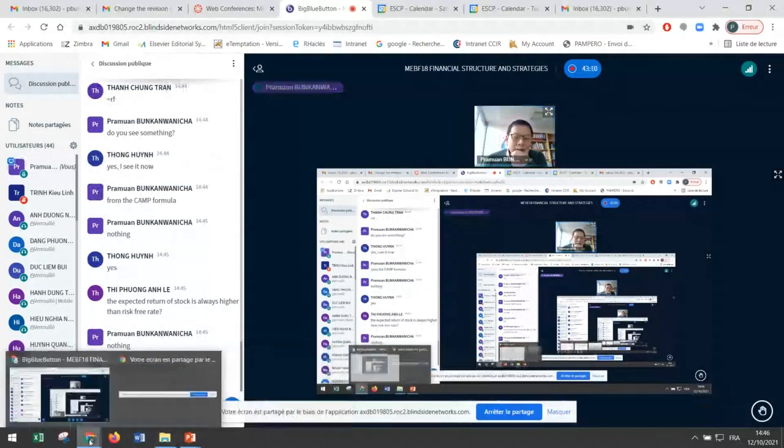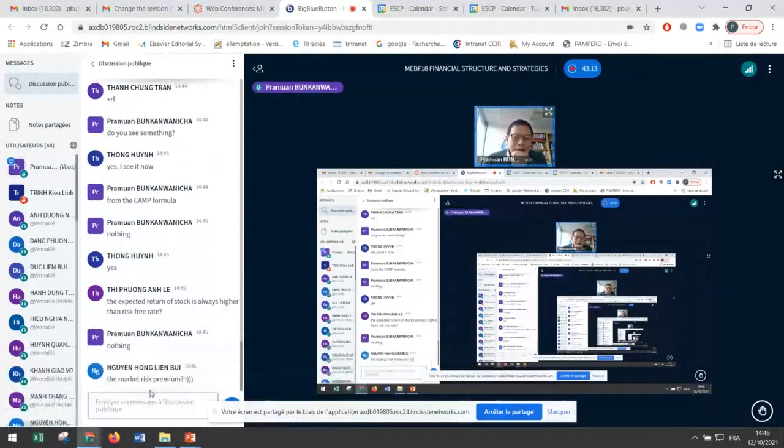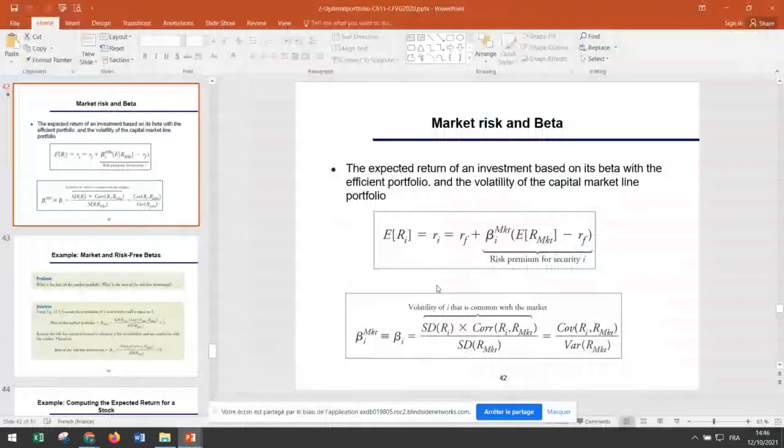Wow. Okay. You say market risk premium. No, you still don't understand my joke. So you still see the CAPM formula. Yes, you see the CAPM formula.